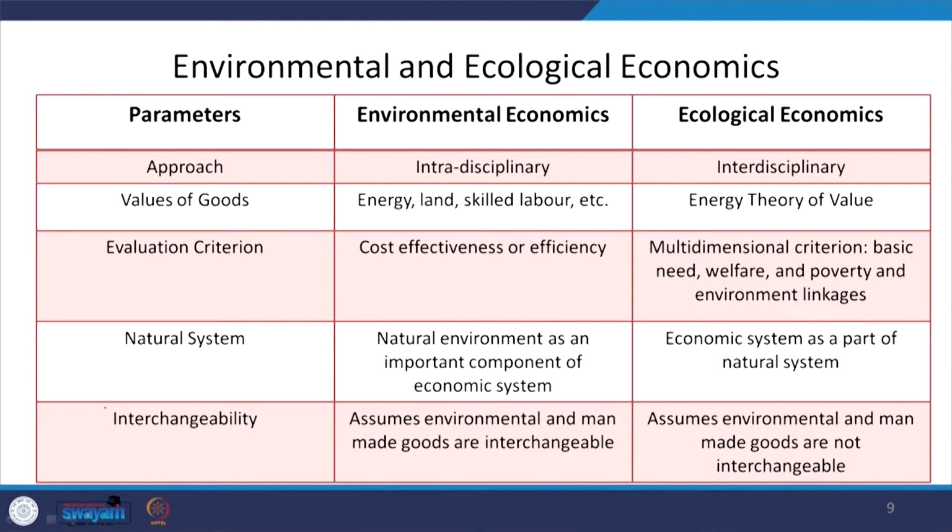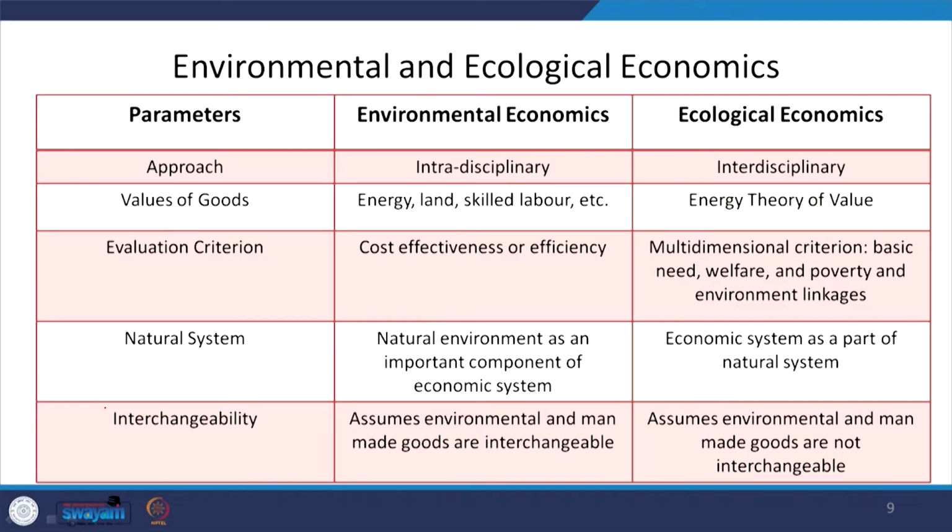Then evaluation criteria. So, on the basis of evaluation criteria, you can make a difference between the two disciplines. In environmental economics, cost effectiveness and efficiency is given more focus. So, the focus in environmental economics is how to minimize cost, how to maximize returns on the scarce resources, how to achieve production as well as consumption efficiency. So, efficiency, productivity and effectiveness, these are the things which are studied in environmental economics, while in ecological economics we study the multidimensional criteria, where we study basic needs, welfare, poverty and environmental linkages. So, on the basis of evaluation criteria also these two subjects have some dissimilarities.